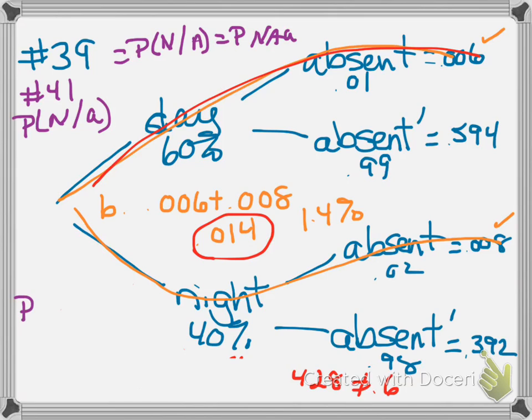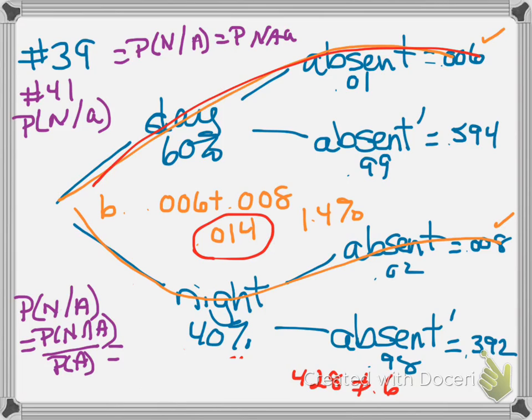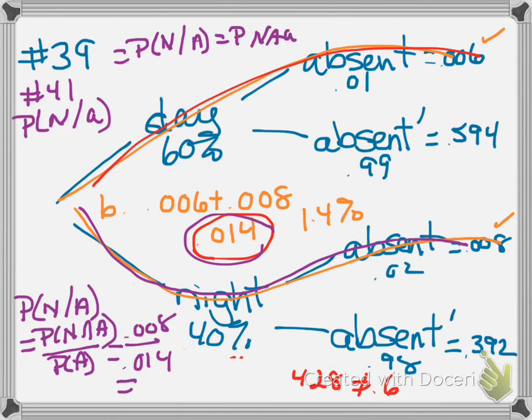So I have to find the probability that they work the night shift, given that they're absent, which is equal to the probability of night and absent divided by the probability they are absent. Now we found the probability that they are absent is 0.014, and the probability of the night and absent is 0.008. You put that in your calculator and you get 0.5714. So my answer is going to be 57.14%. All right?